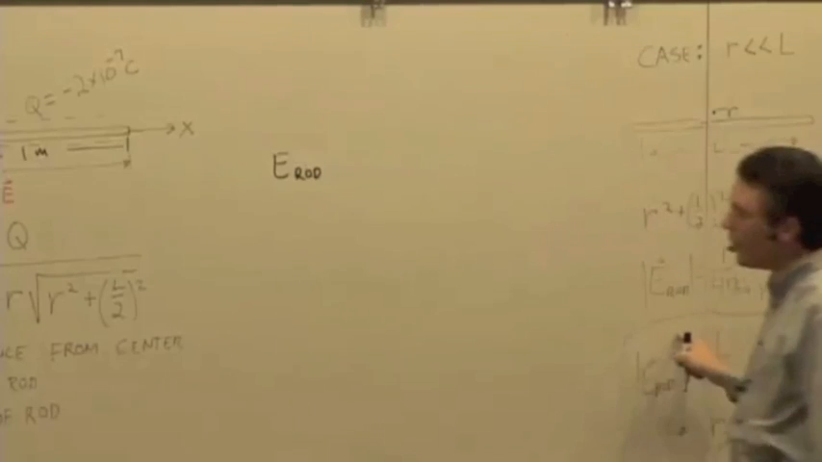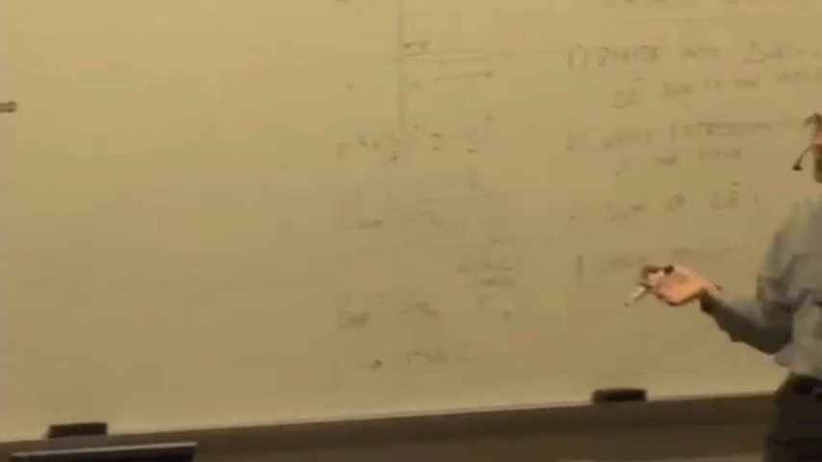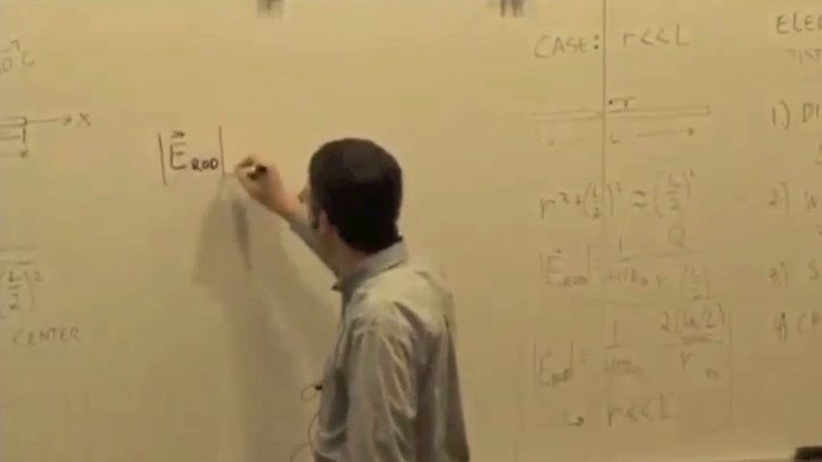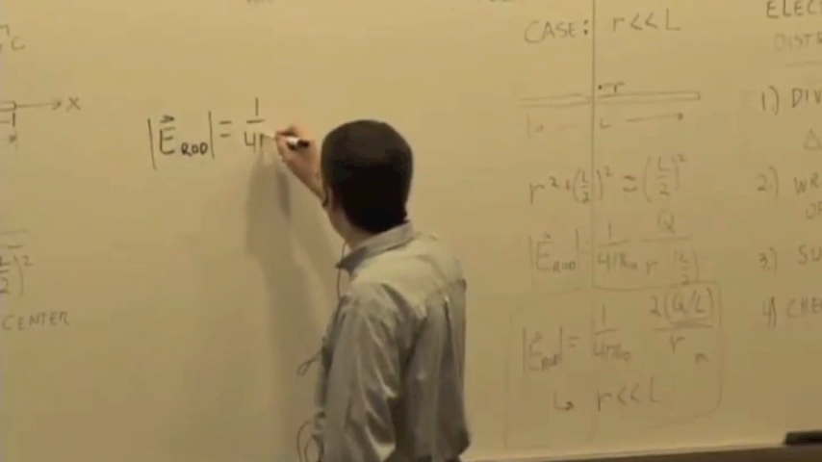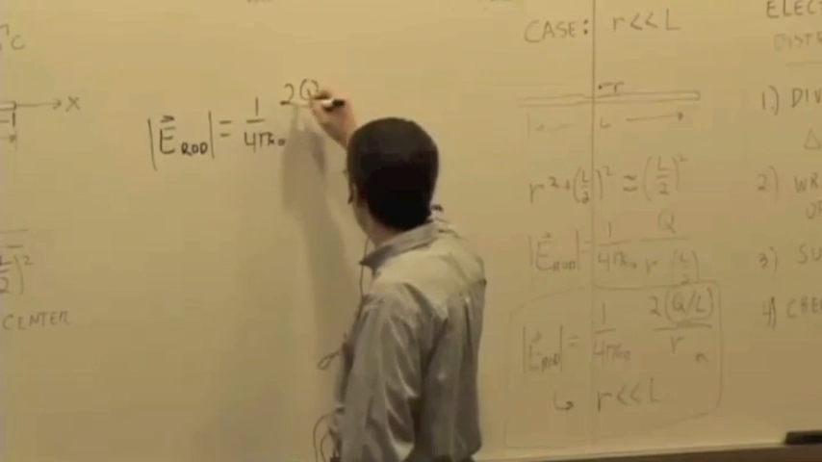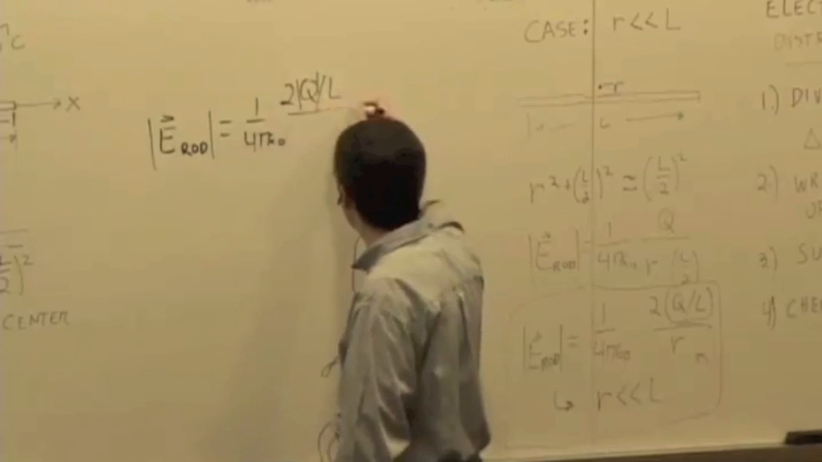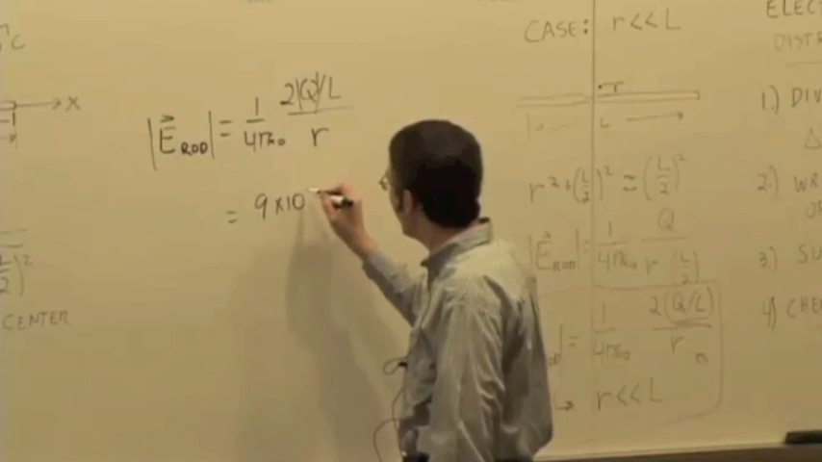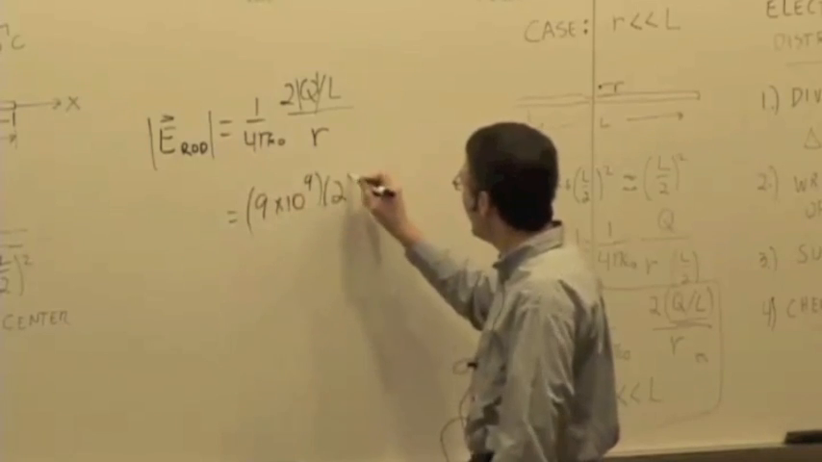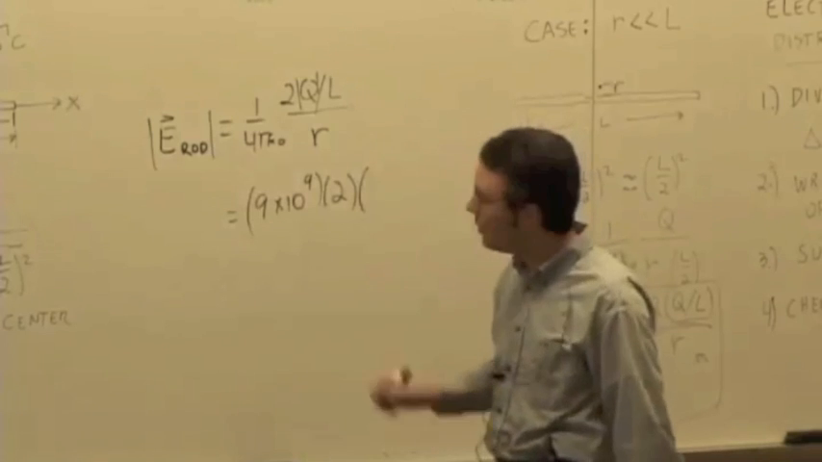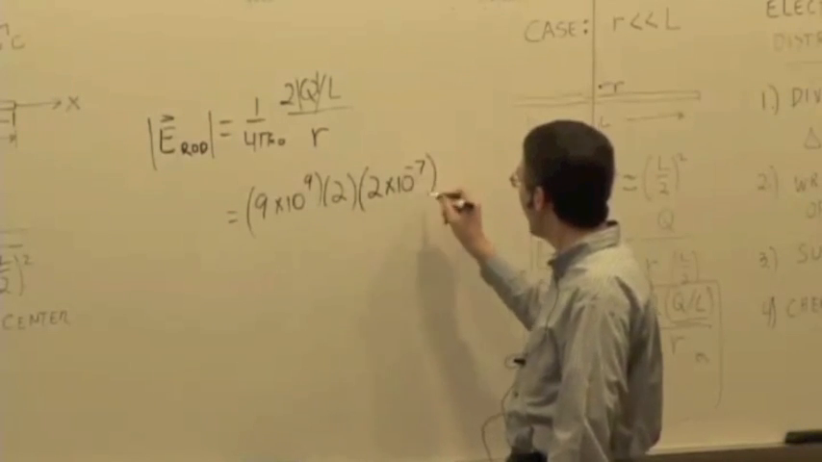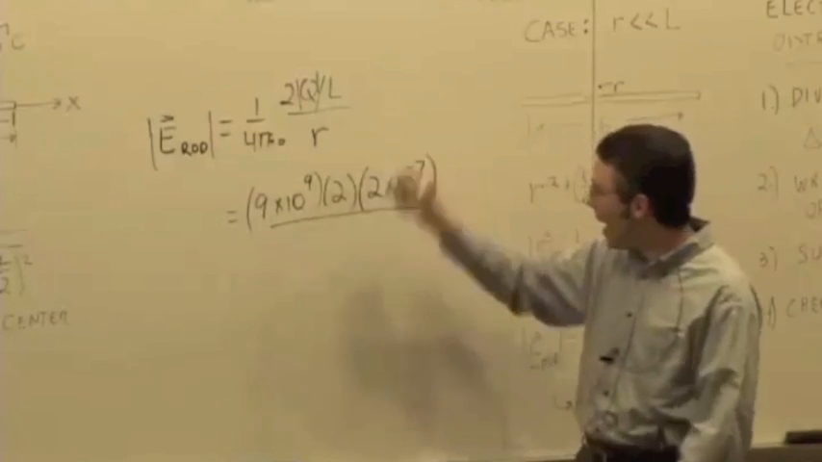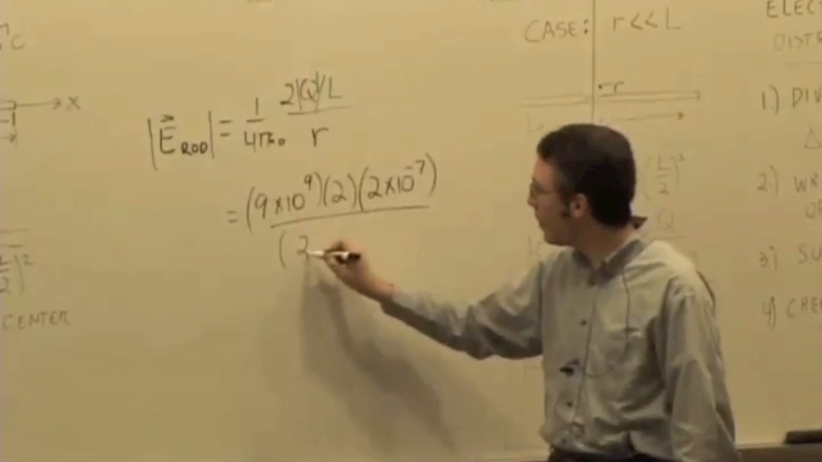Remember, this is just a magnitude, so the vector, you often have to construct the vector yourself based on the sign of the charge. So we'll just get the magnitude. The magnitude is going to be 1 over 4 pi epsilon 0, 2Q over L, and it's really the magnitude of Q, over R. So we have 9 times 10 to the 9 times 2 times a charge of 2 times 10 to the minus 7. And yeah, I know it's negative, but we're just looking for the magnitude. Divided by L. Okay, so the length is 2 meters.